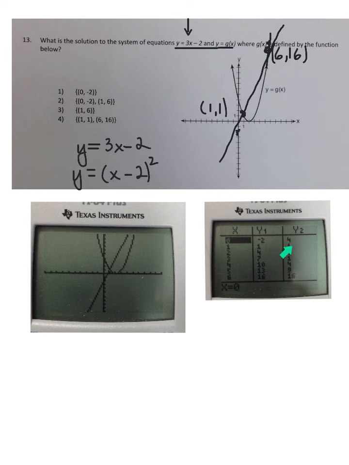And so this is what I'm talking about right here. Look. This is how I know that I have an intersection point of 1, 1, because at x equals 1, the graph that's in my y1, which for me was my 3x minus 2, and the graph that's in my y2, which is my parabola, both have the same y value, okay? And then if you look down at the bottom here, 6, 16 would be my other intersection point. So that is how I'm getting the answer of choice 4.